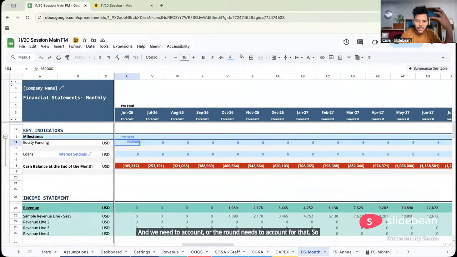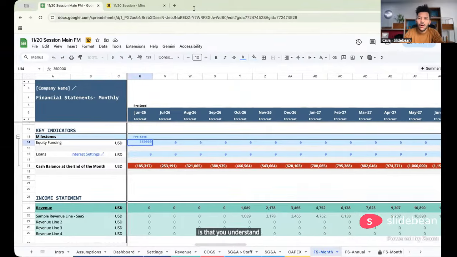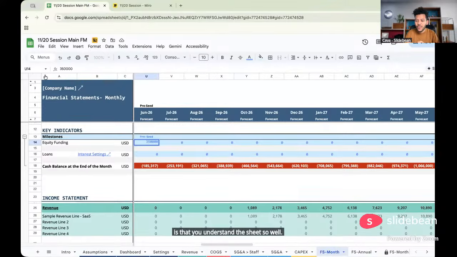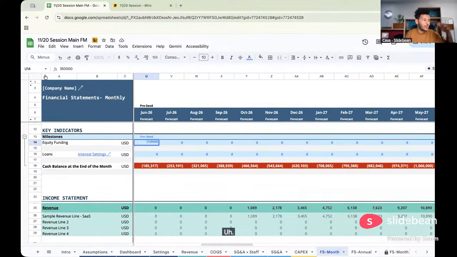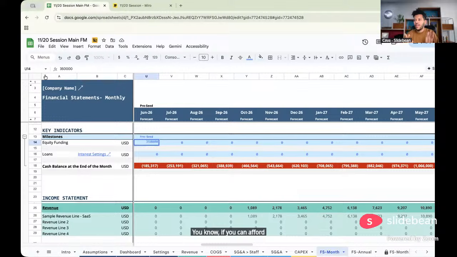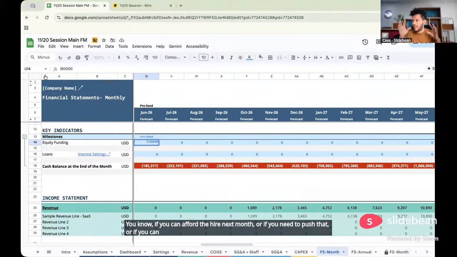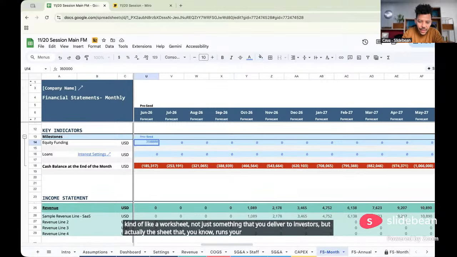So to me, the most important part of all this financial modeling process is that you understand the sheet so well that you can go and run these estimations or these what-if scenarios back and forth all the time, based on reality, based on how well the round is progressing, based on your own metrics, and seeing if you can afford the hire next month, or if you need to push that, or if you can afford the salary raise, etc. This becomes kind of like a worksheet, not just something that you deliver to investors, but actually the sheet that runs your company. That's the idea of a financial model.